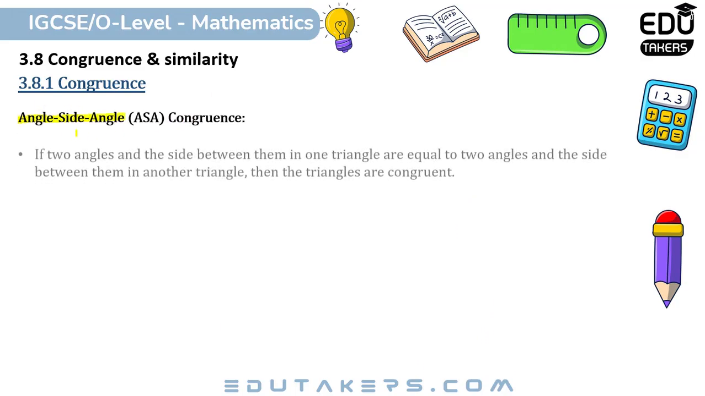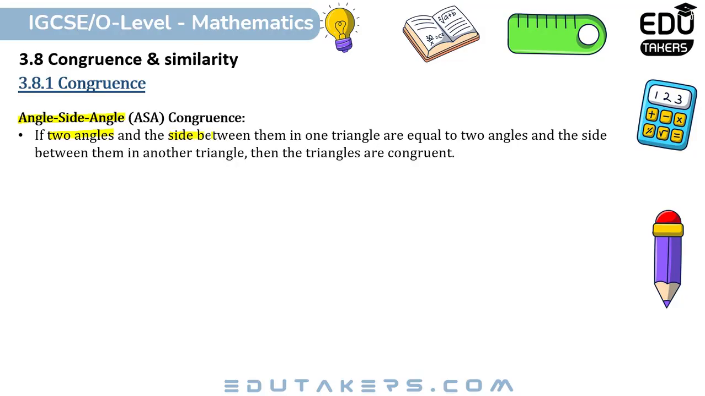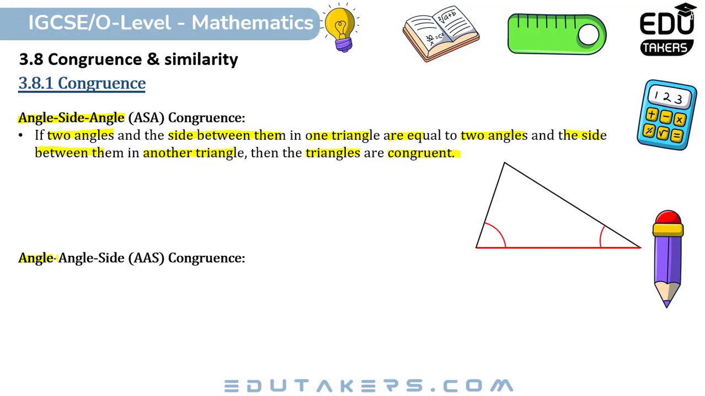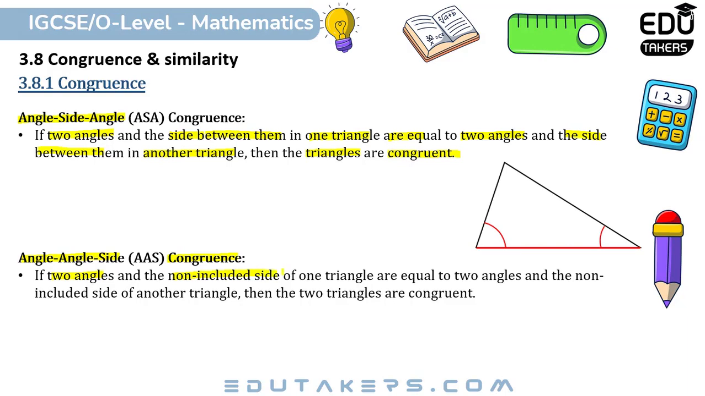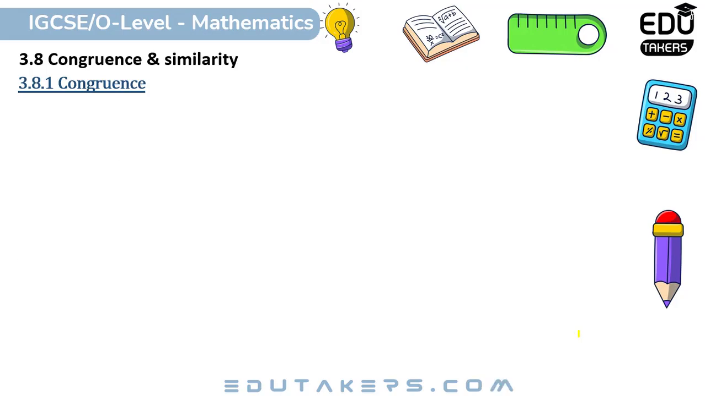Angle-side-angle congruence. If two angles and the side between them in one triangle are equal to two angles and the side between them in another triangle, then the triangles are congruent. Two angles and a side between them. Angle-angle-side congruence. If two angles and the non-included side of one triangle are equal to two angles and the non-included side of another triangle, then the two triangles are congruent. Two angles and a side.